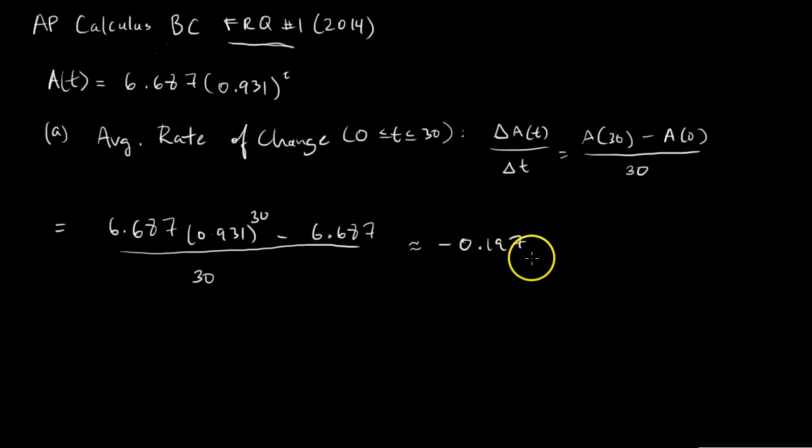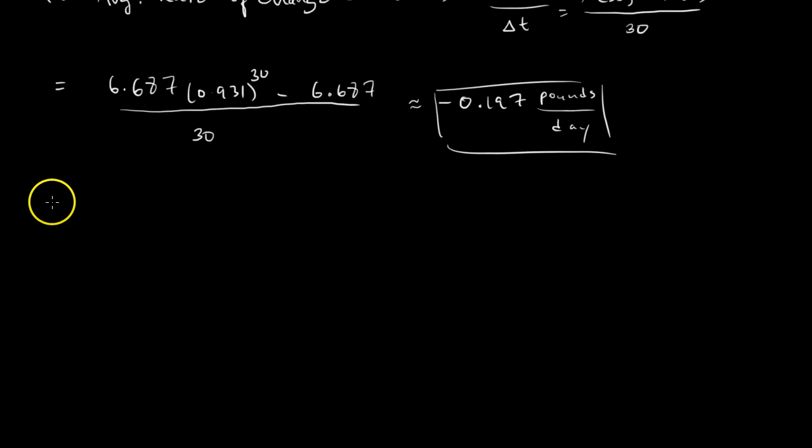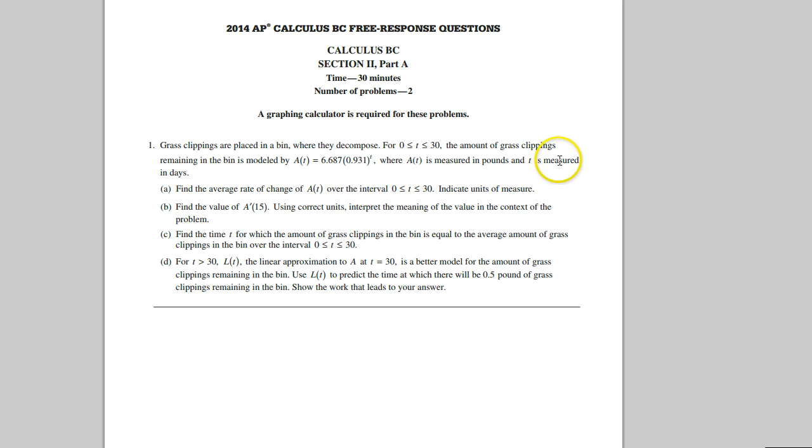It's very important. So what are our units? Well, they said that A of t is in pounds and the time is in days. So this becomes pounds per day. Okay? That's A. Not too hard. Just the average rate of change over a given time period. So let's go to B. B asks, find the value of A prime of 15 using correct units, and interpret the meaning of the value in the context of the problem.